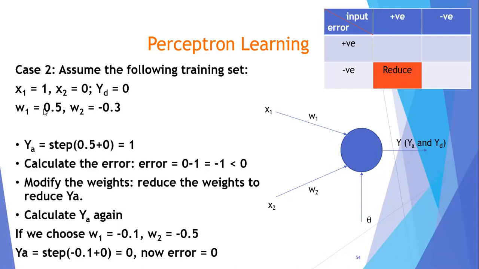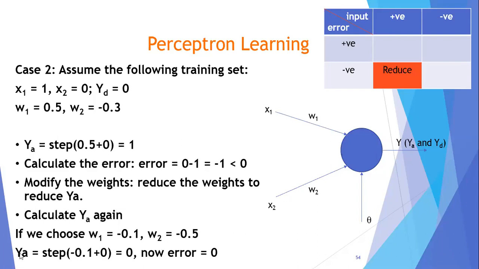If you reduce the weight here for W1, which was 0.5, you start reducing this one, and you will of course reduce this one as well, because you apply the same rule for all the various inputs that you have. So in this case, if you want to make the error become closer to 0, you would have to reduce YA. In this case, you would reduce the weights to reduce YA. So let's take an example here. If we want to reduce the value of the weights, it is 0.5 here. If you bring it to minus 0.1, so we have reduced the weight, and W2 was minus 0.3, bring it to minus 0.5.